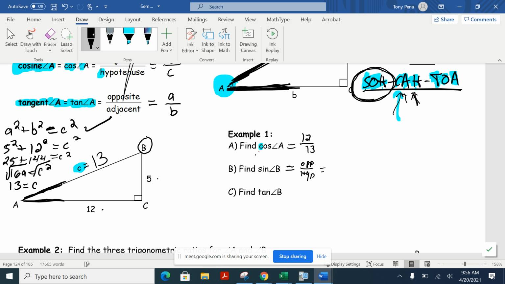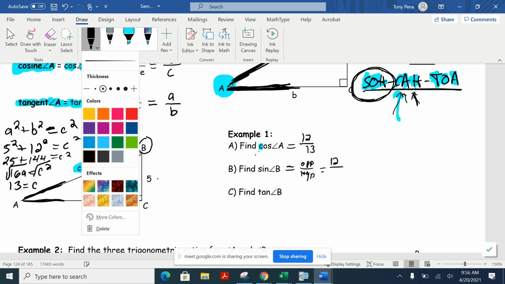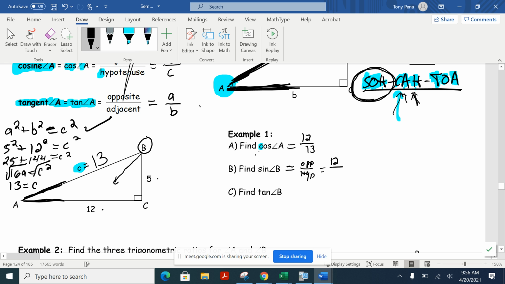So angle B's opposite side, Gavin, would be what? Okay. Which is what number? 12. Good. So this should be 12. And then the hypotenuse doesn't change regardless of what angle you're standing at. The hypotenuse is still always that 13 that we solved for a second ago. All right, last one, the tangent. This is the TOA. All right, TOA.